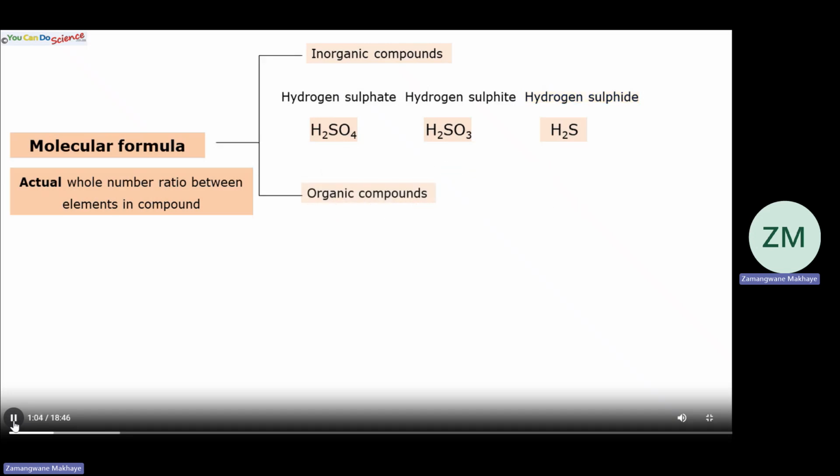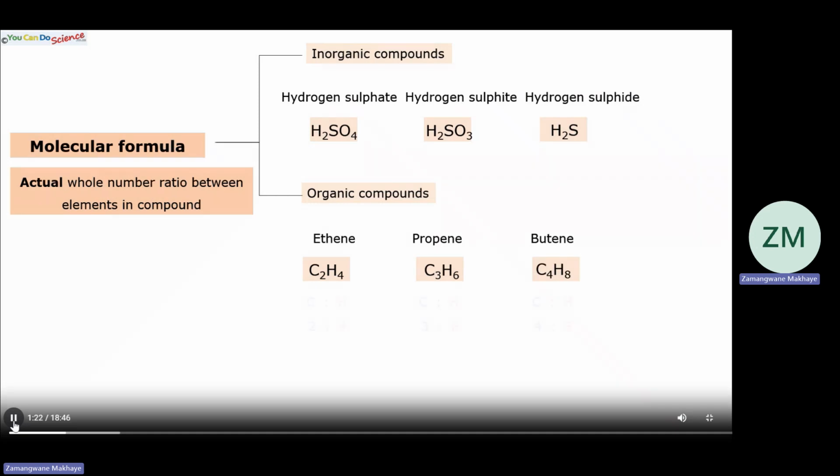In the same way, we get the following organic compounds: ethene, propene, butene. And these are the molecular formulae of these compounds, indicating the actual ratio of the elements to each other. This ratio between the elements can be simplified.